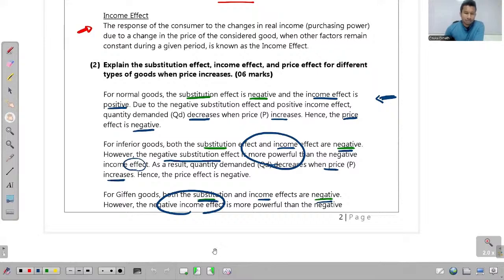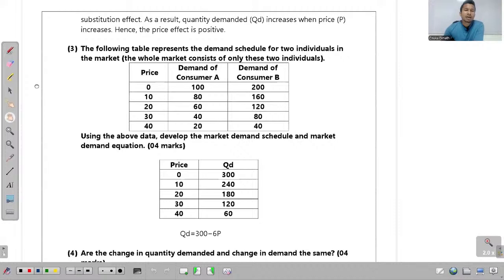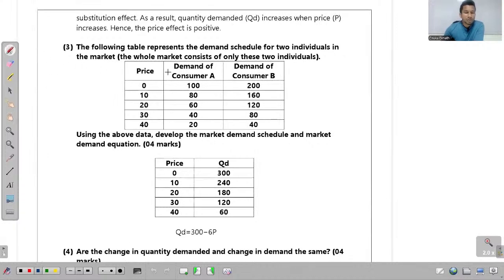So that's about the second question coming under the main question 2. Right? And now we will move to the third question. This is where we get these two individual demand schedules, and I ask you to develop the market demand schedule and the market demand equation. Right. So let's read the question properly.